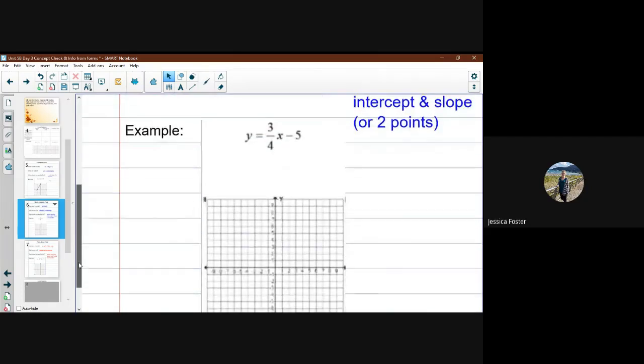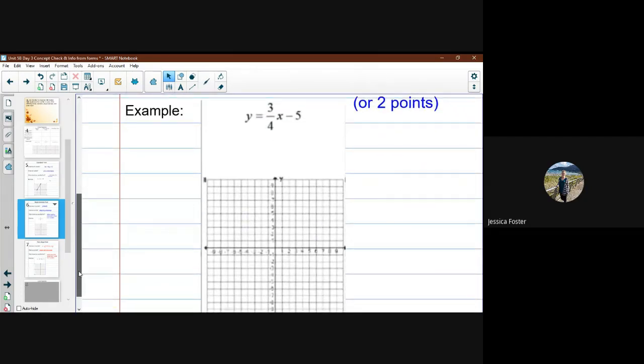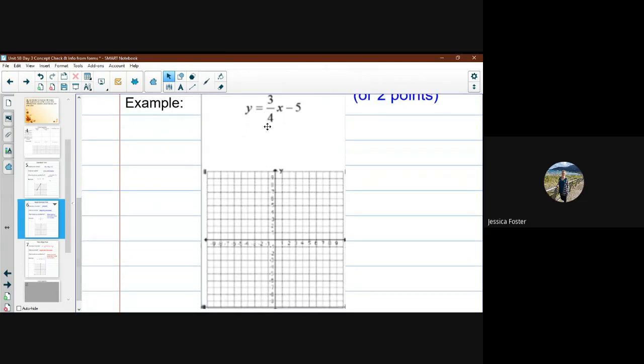Moving down here. So in this example, they gave me y equals 3/4 x minus 5. Well, I know my slope is 3/4. My y-intercept is negative 5. So similar to how we did it with standard form, I'm going to start by graphing my intercept at this point, negative 5. And then because my slope is 3/4, 3 over 4, remember we go rise over run.